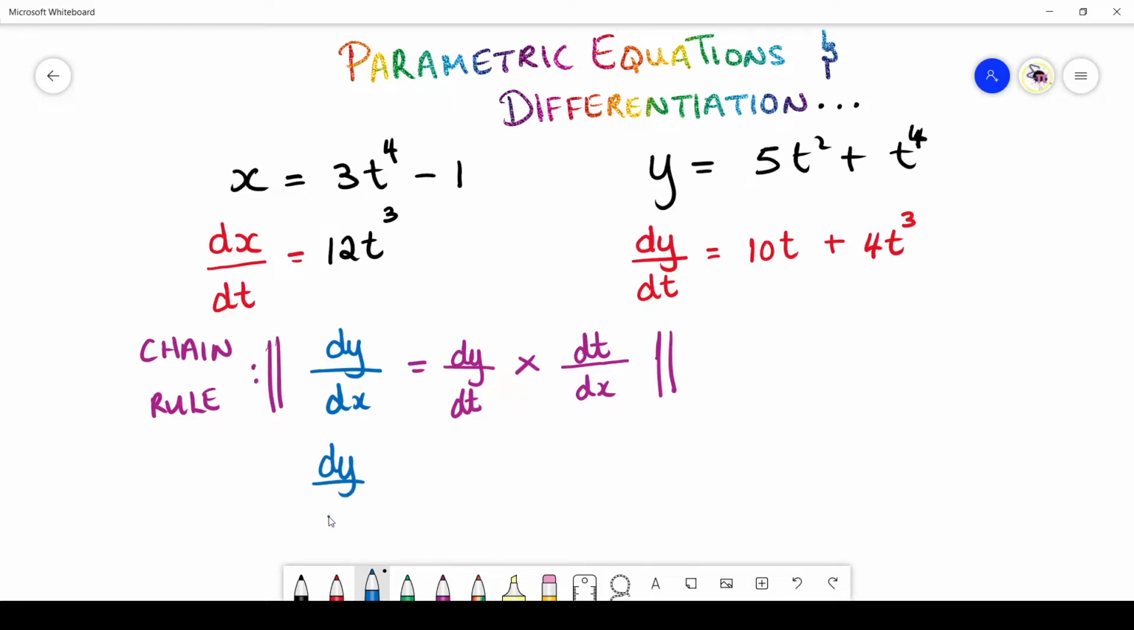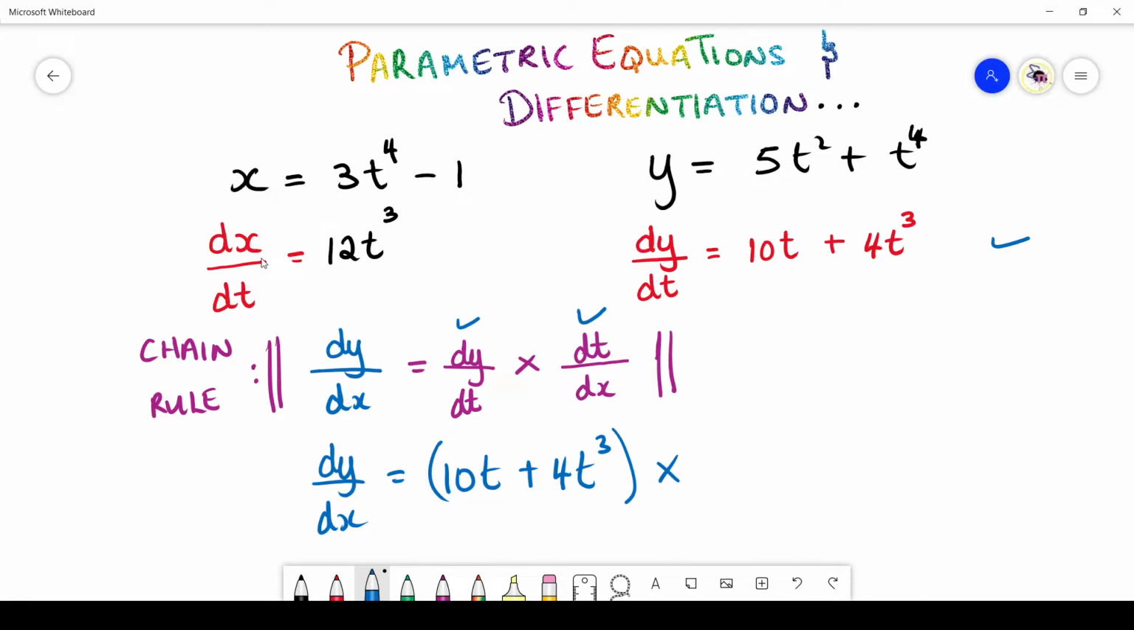dy/dx is simply equal to, let's find out what dy/dt was. dy/dt was 10t plus 4t to the power of 3. And what we're going to do is make sure we include brackets so that our answer is not affected. Then we have a multiplication sign, followed by dt/dx.